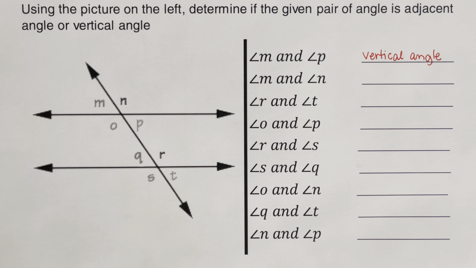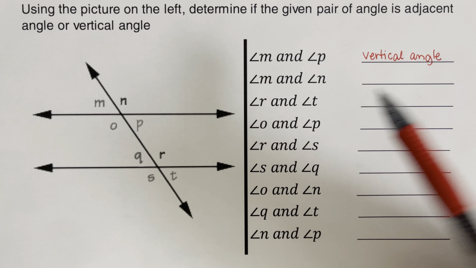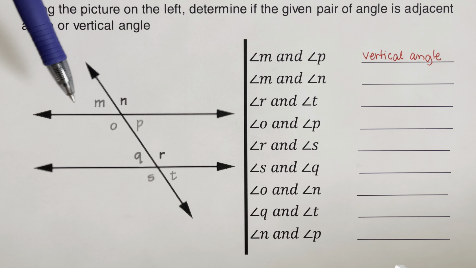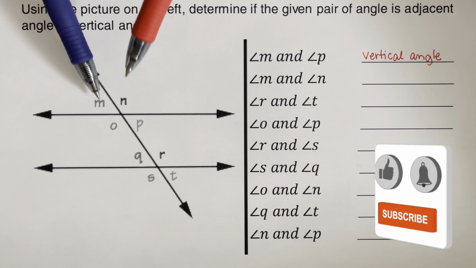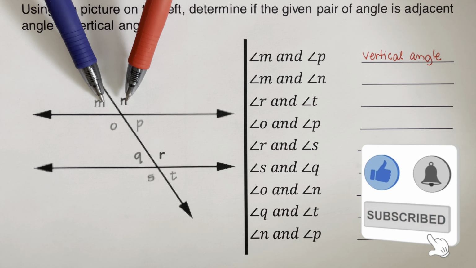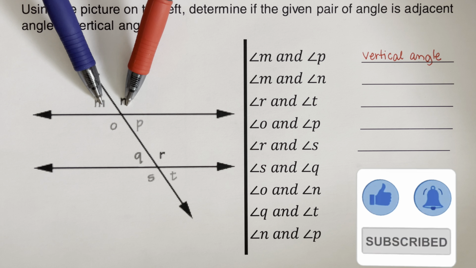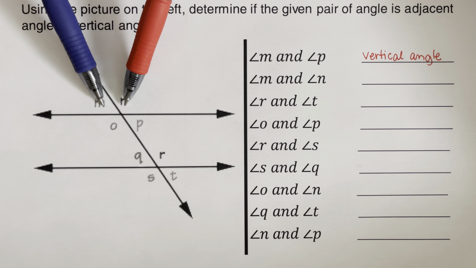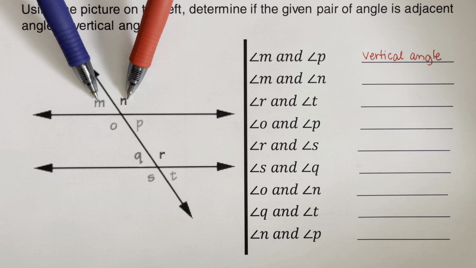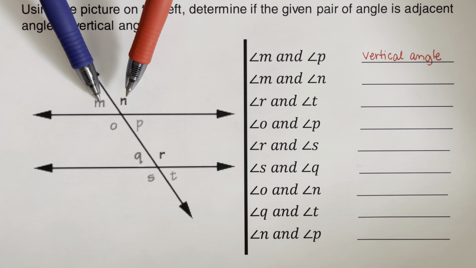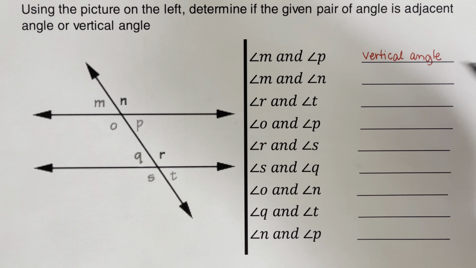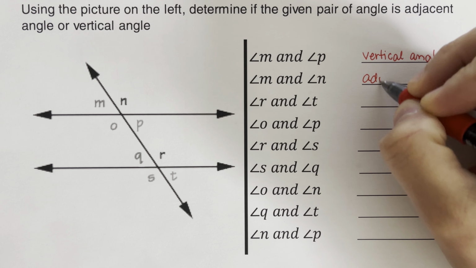Now let's move on to angle M and angle N. Angle M is right here, and angle N is right here. You can see that they are next to each other. They're not opposite. They are next to each other. So we can say that angle M and angle N are adjacent angles. I'm just going to write adjacent angle right here.